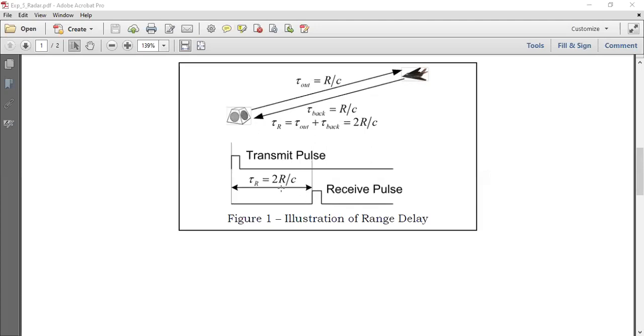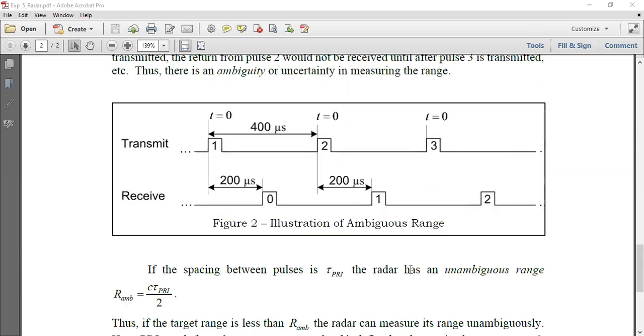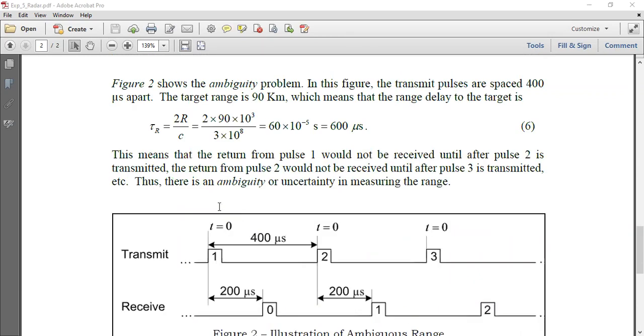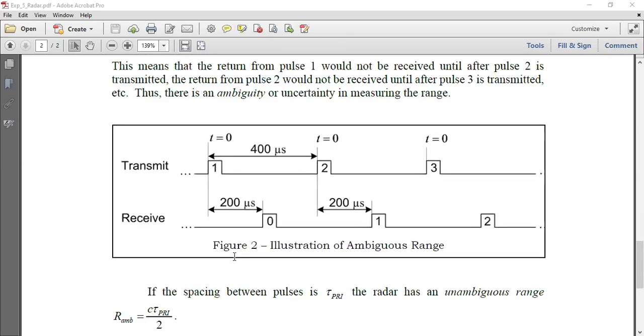There will be transmission of pulses one after another. So expect that the received pulse arrives before you transmit the next pulse. Then you can determine the distance. I mean, use this 200 microseconds as the round trip time to determine the distance.